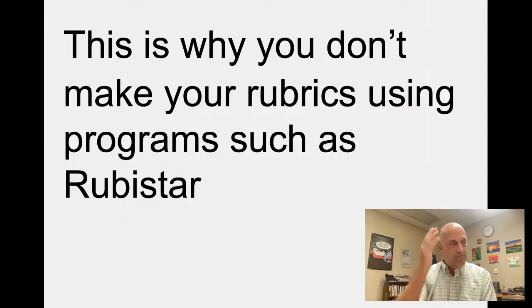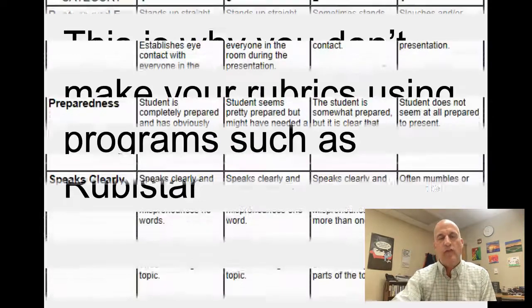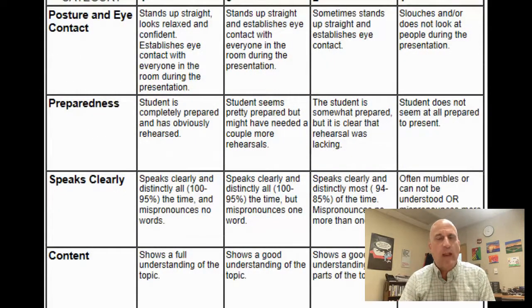So let me give you some reasons why you should not use rubrics using programs such as Rubistar. So here is a Rubistar rubric. What I did was I went to the Rubistar website and I plugged in the things I would be looking for in an oral presentation. So things such as posture and eye contact, preparedness, and so forth. You can see those in the category.